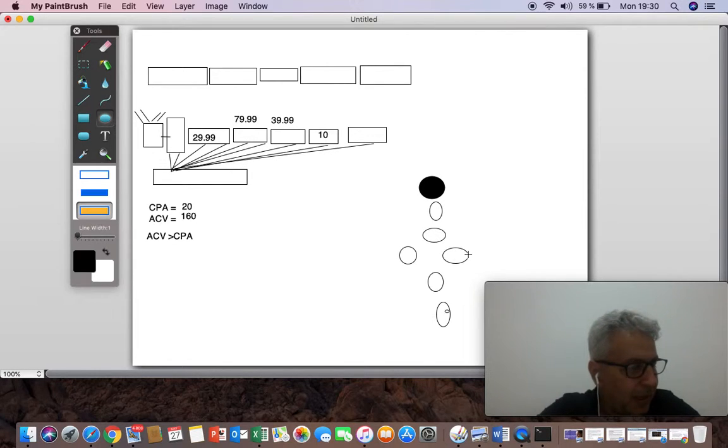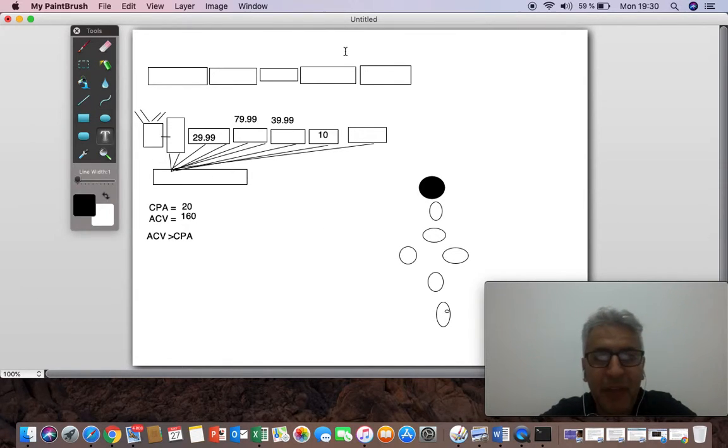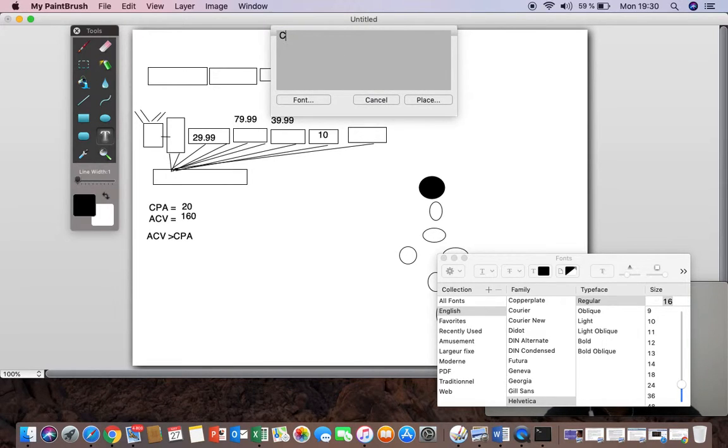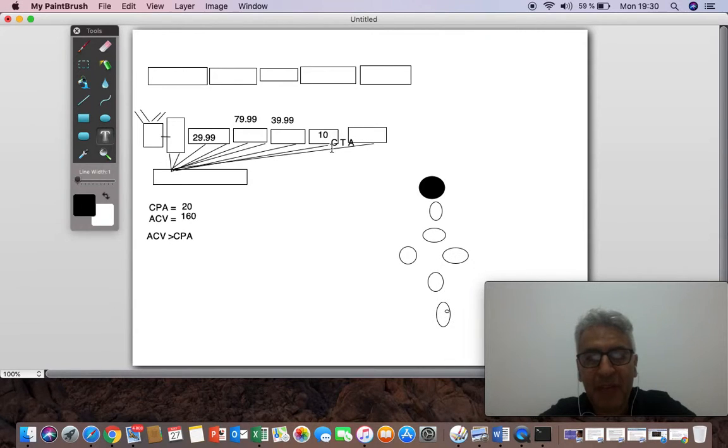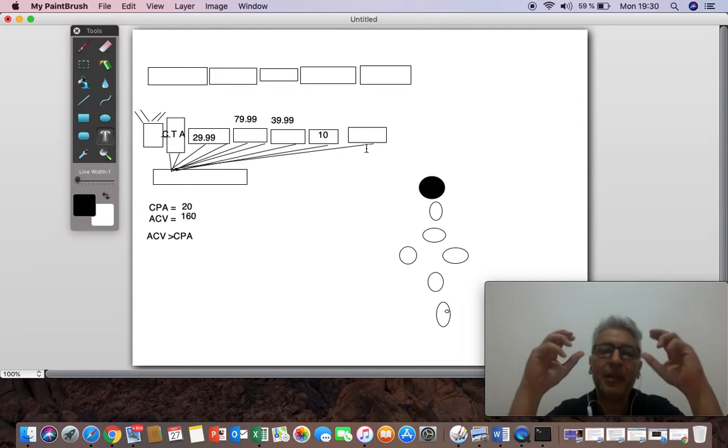Now, the other thing is that the call to action needs to be clear. You cannot make a sale without having a call to action. So the call to action needs to be over here, extremely clear, so people know exactly what to do, and in each step you have to follow up with them.